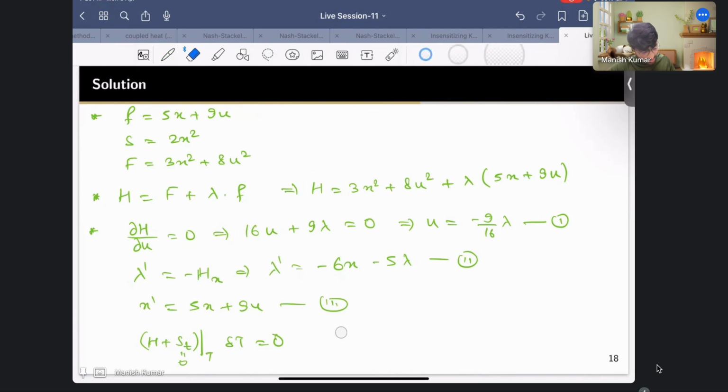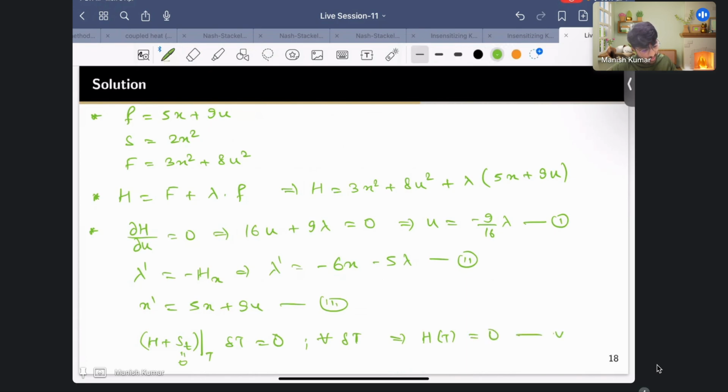One more thing: this is true for all delta t small enough, so all admissible delta t. So this is for all delta t. This would imply that h at capital time T plus st at capital time T, which is 0, is equal to 0.